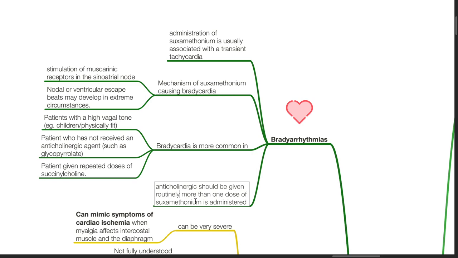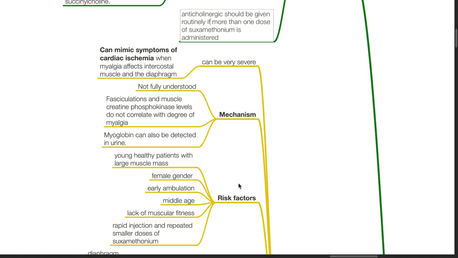Myalgia. Myalgia can be very severe and can mimic symptoms of cardiac ischemia when it affects the intercostal muscles and the diaphragm. The mechanism is not fully understood. Fasciculations and muscle creatine phosphokinase levels do not correlate with the degree of myalgia. Myoglobin can also be detected in urine.